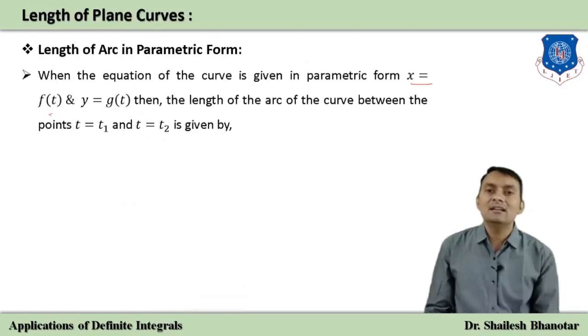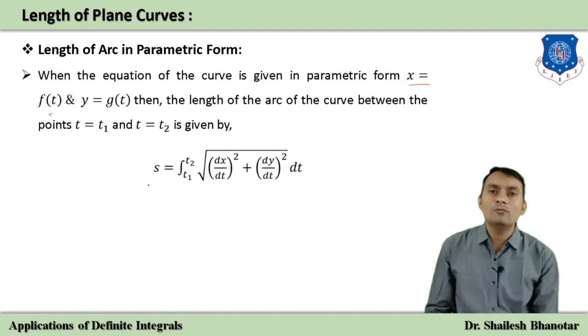Let us understand another form, which is the parametric form. Say x is equal to f of t and y is equal to g of t. That means x and y are both functions of t, and we need to consider the arc length of this curve between t is equal to t1 and t is equal to t2. In that case the formula is given by s is equal to the integration from t1 to t2 of the square root of (dx by dt) square plus (dy by dt) whole square into dt.